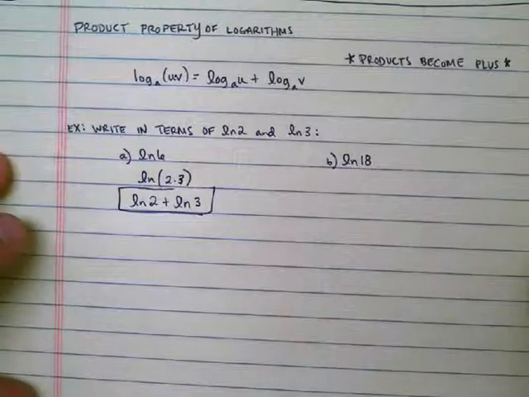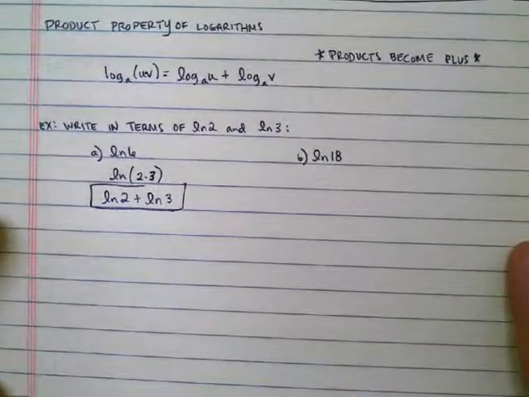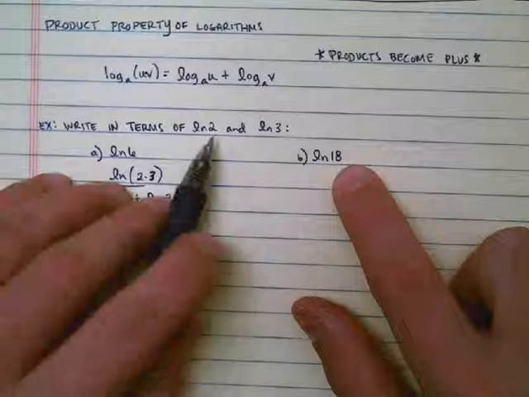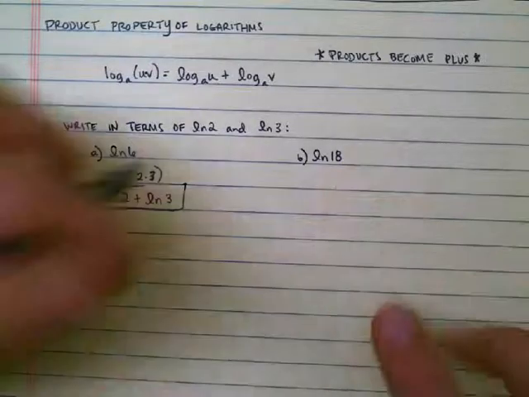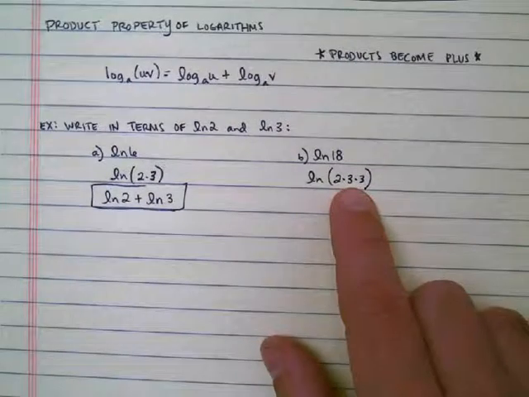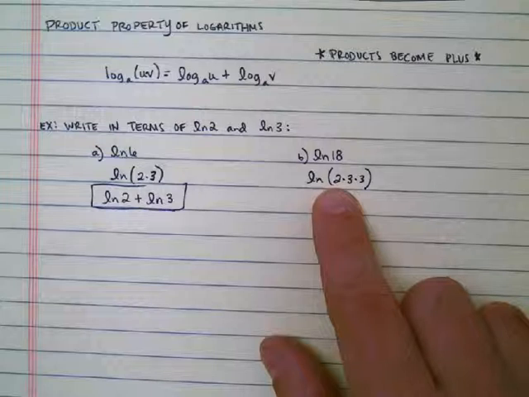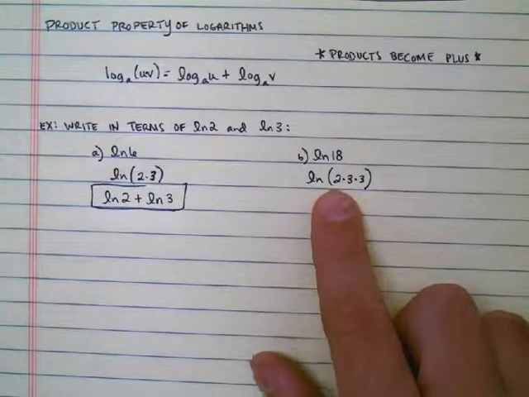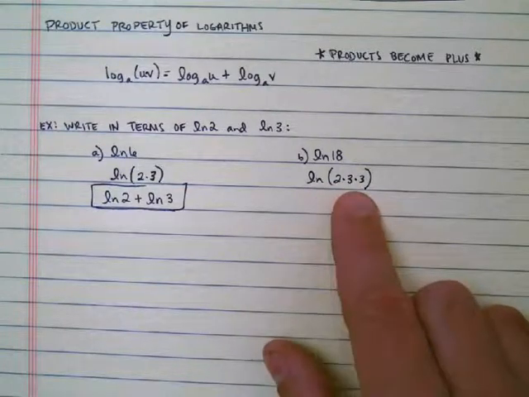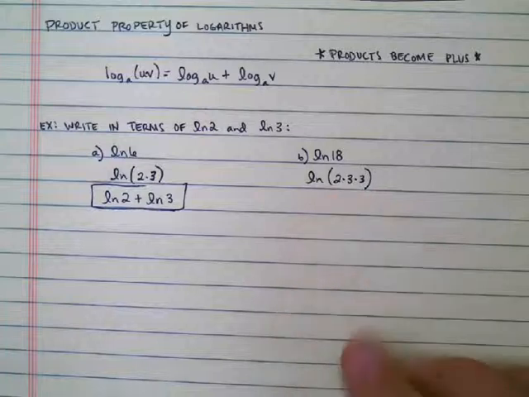Well, if that was the case, then I would have to know how can I use 2's and 3's to get an 18. Well, I would have to say, you know what, that's the natural log of 2 times 3 times another 3, right? 3 times 3 is 9, 9 times 2 is 18. And if that's the case, I have two products on the inside, but that's okay. Those are both going to become pluses.